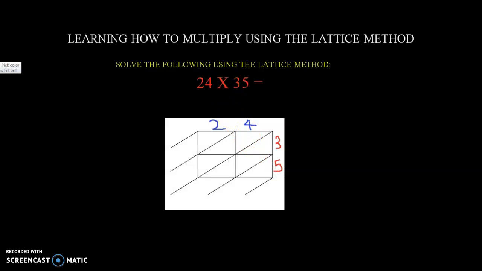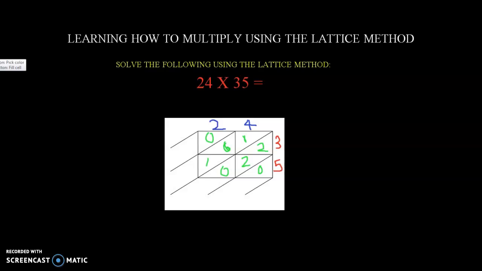Does anyone know? My guess is that you multiply, right? So 4 times 3 is going to be 12, and you put it like that. And then 4 times 5 is 20. Okay, good job. 2 times 3 is 0, 6. Good job. And whenever you have only one number, you add a 0 there. Good job. Now 2 times 5? 10. Good job.